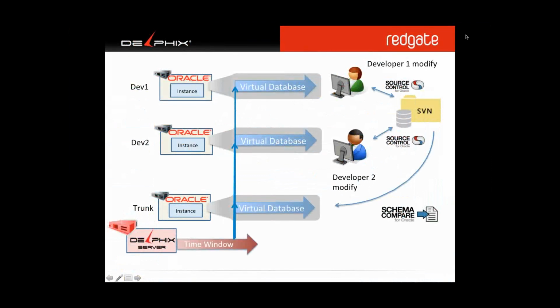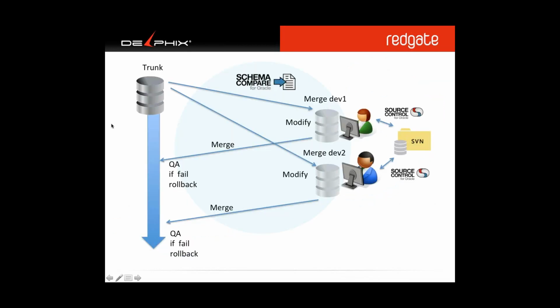Okay, so here's the scenario that we just went over, where we had Dev 1 and Dev 2 using source control, and then using schema compare to put those changes into trunk. But there's a number of alternatives that we could do. So trunk often might be changing. And one of the first steps that a developer might do is merge in any changes from trunk into their copy of the database. And then they modify their database and merge those changes back into trunk.